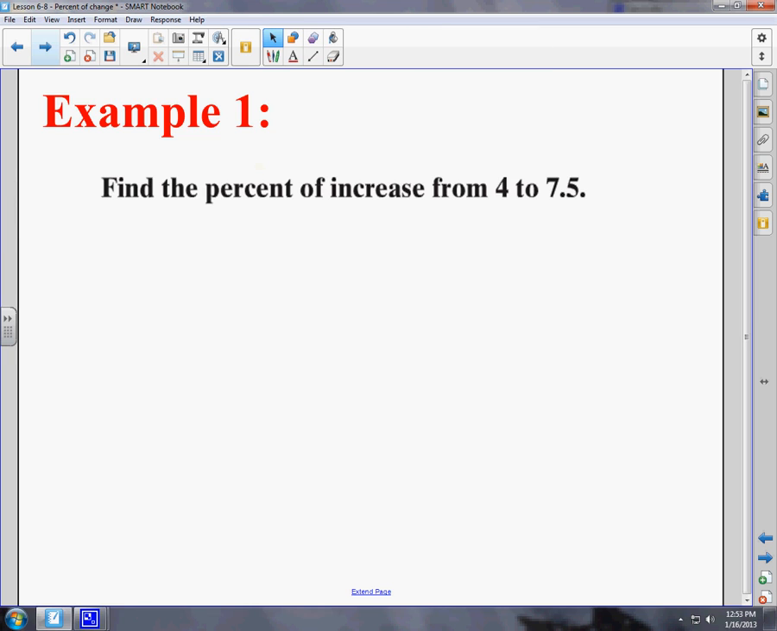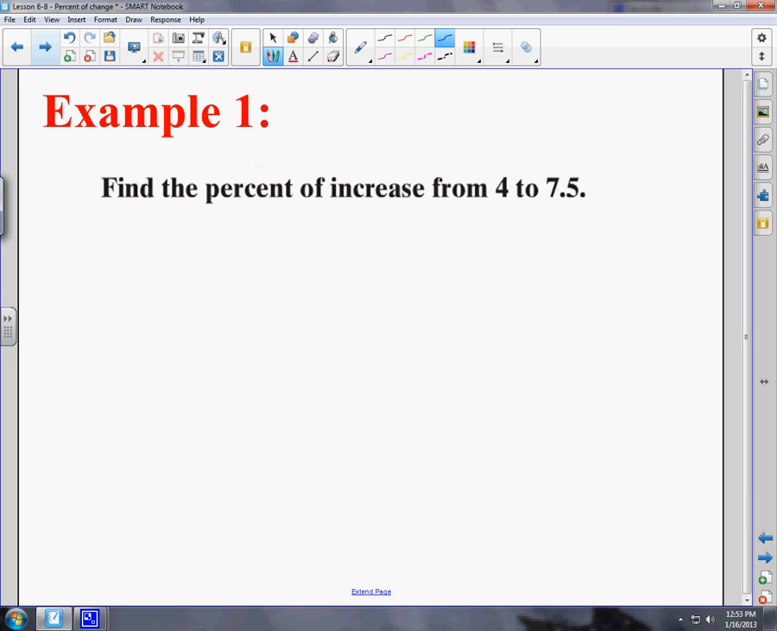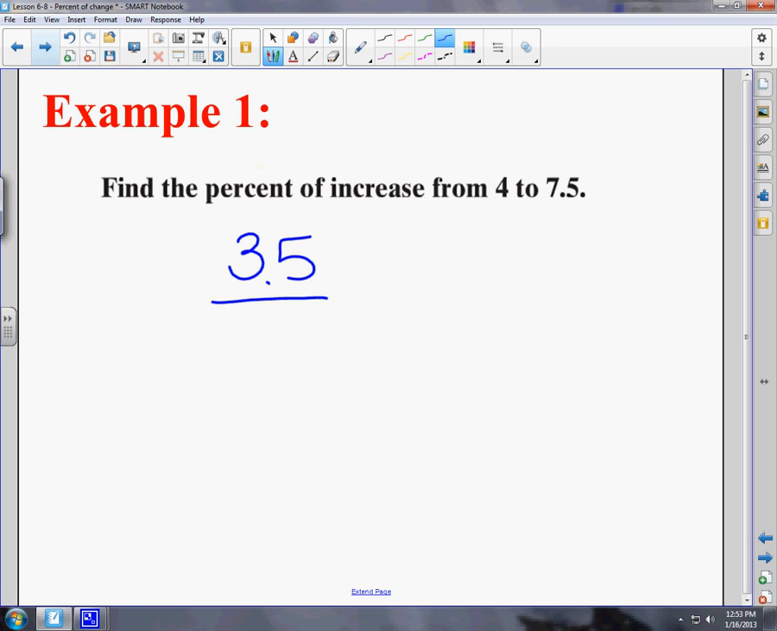So, what you need to do, so percent of increase, if you look back at your notes, it's the amount of change. So how much did it change? So it went from 4 to 7.5, so it went up 3.5. And then here's the part that people get confused on. It's the original amount. It's not what you ended up with. It's the original amount, which is what you started with.